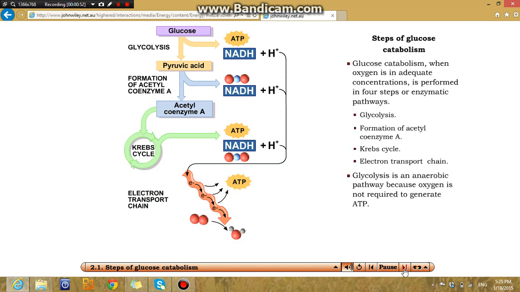Because glycolysis generates ATP in the absence of oxygen, it is considered an anaerobic pathway. To generate numerous ATP molecules, oxygen is needed. The remaining 3 pathways have varying concentrations of oxygen and are considered to be aerobic pathways.